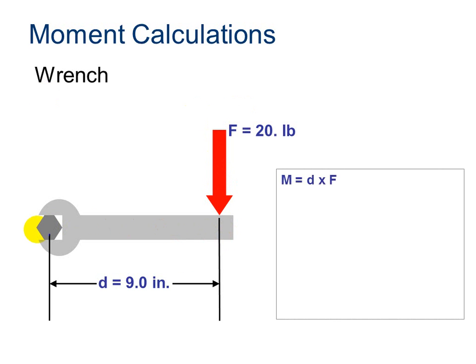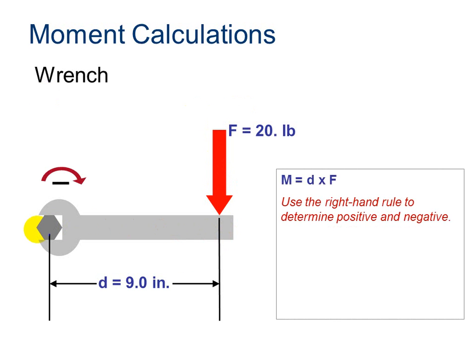Again, I showed you, thinking back to the right-hand rule, if I push the force on this wrench right here, it's going to cause my wrench to want to rotate in this direction, which is clockwise, and so I'm going to have a negative moment. But as I showed you in the chart that showed what units we use for moment calculations, we answer in foot-pounds for the English system, so I need to convert my 9 inches to feet.